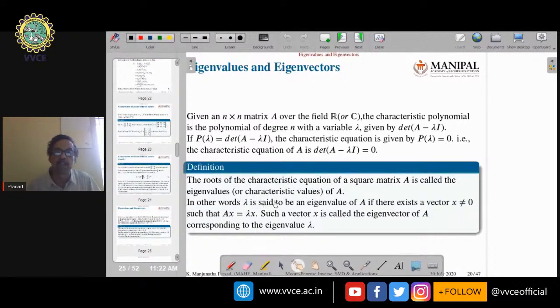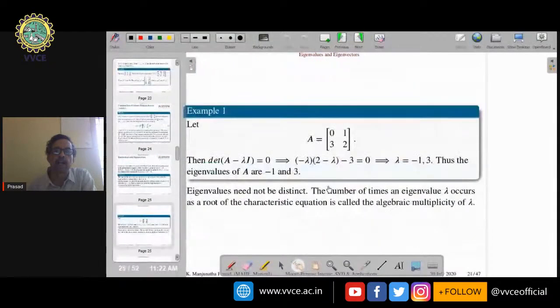In other words, lambda is said to be an eigenvalue of A if there exists a vector x not equal to 0. A of 0 is always 0. It is trivially an eigenvector, so that is not something that we look at. So we take non-zero vector x such that Ax is equal to lambda x. We call x an eigenvector corresponding to this particular eigenvalue lambda. So that's all about eigenvalues and eigenvectors.